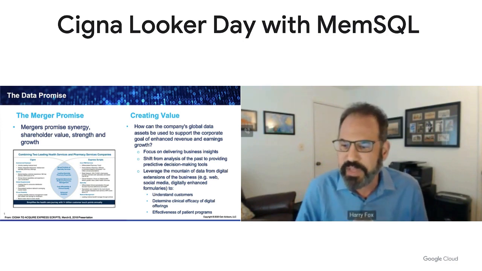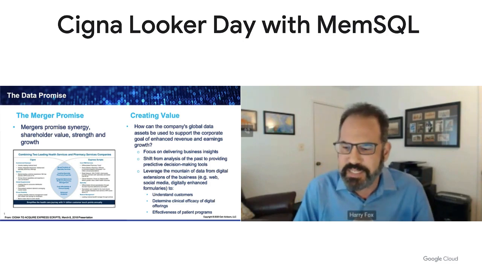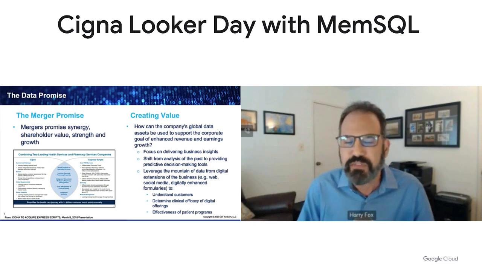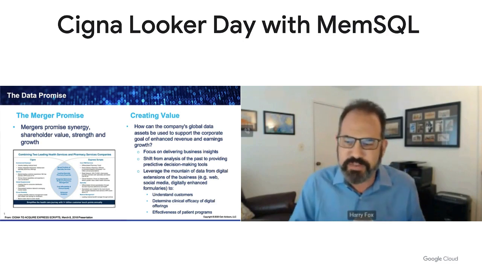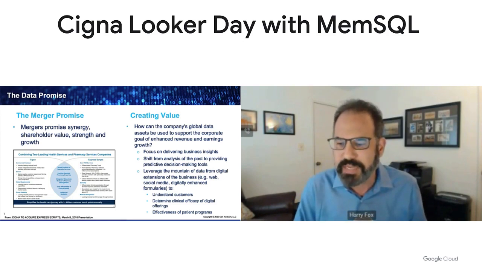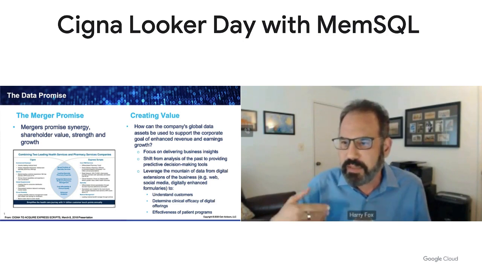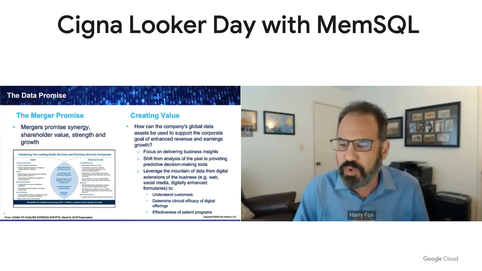So there's really a couple things you can do. Focus on delivering business insights. Shift from analysis of the past to providing predictive decision-making tools. And big data really gives you the ability to make that switch. So much of what we delivered historically in a data warehouse was simply reporting on the past. But the AI and predictive tools of big data lets you be more forward-looking.